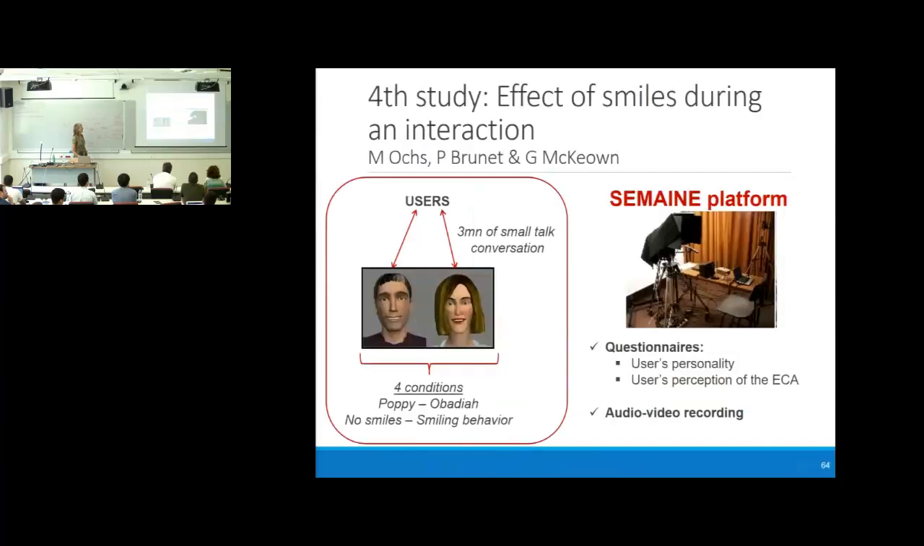Okay, anyhow, we use these platforms where we change the character. Obadiah was no more the gloomy guy. It could be showing either no smile or smiling behaviors, different types of smiles. And we have two conditions, a male and a female. Each user had to do a 3-minute conversation. And after, we asked questions about their personalities and the perception of the ECA.